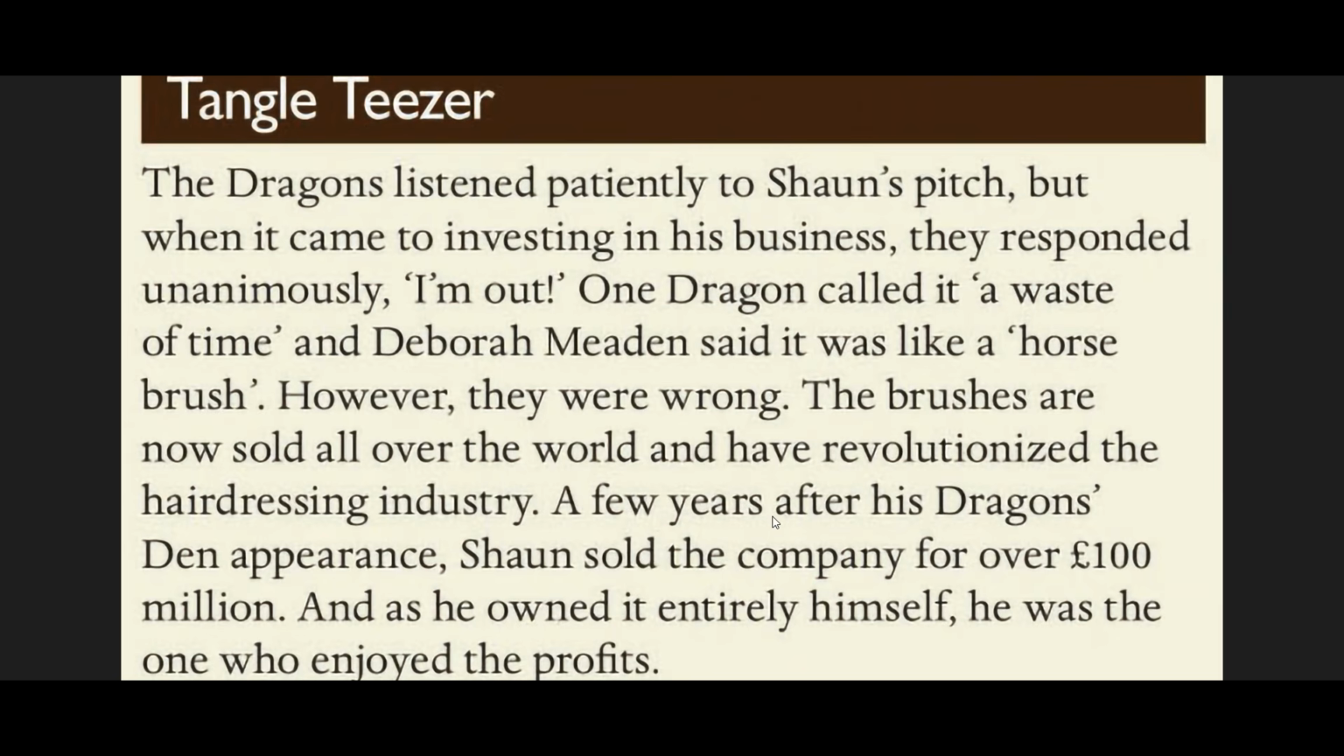И несколькими годами позже, после появления в этой программе, Шон продал компанию за более чем $100 миллионов. И поскольку он владел всей компанией полностью сам, то есть entirely, полностью самостоятельно, он был тем самым человеком, the one, который насладился the profits, то есть прибылями, всем тем, что компания заработала. Ну, вот такая история о 3 продуктах.